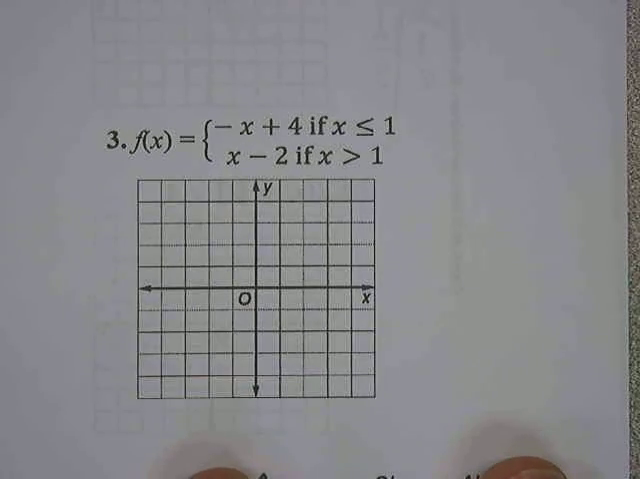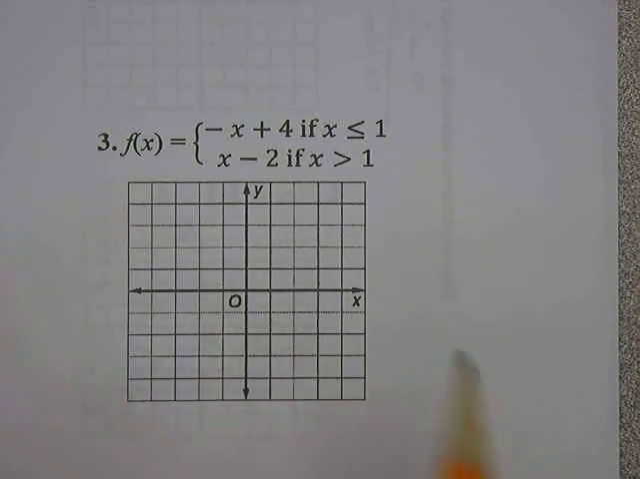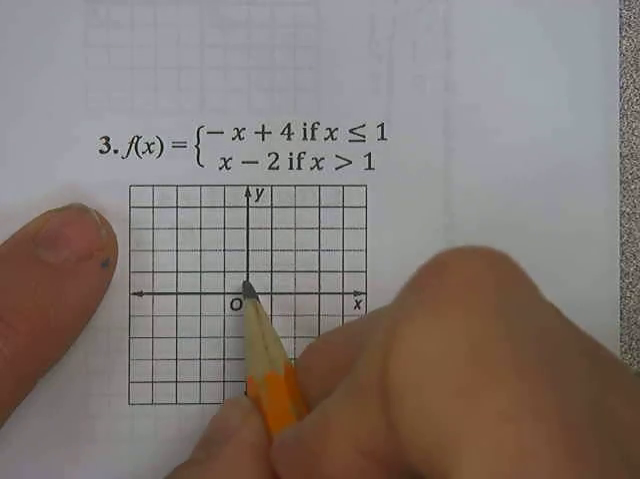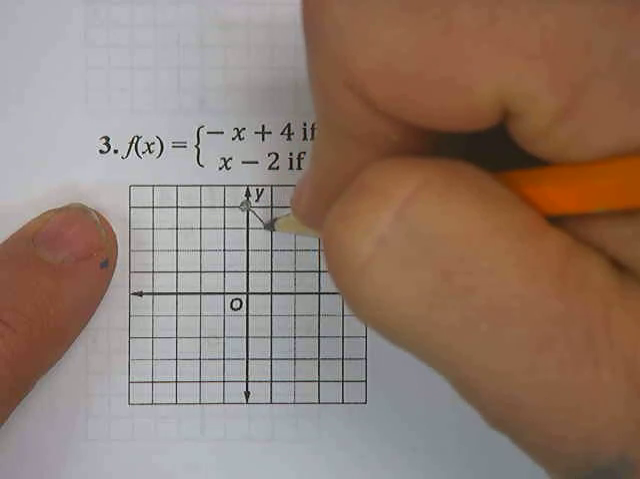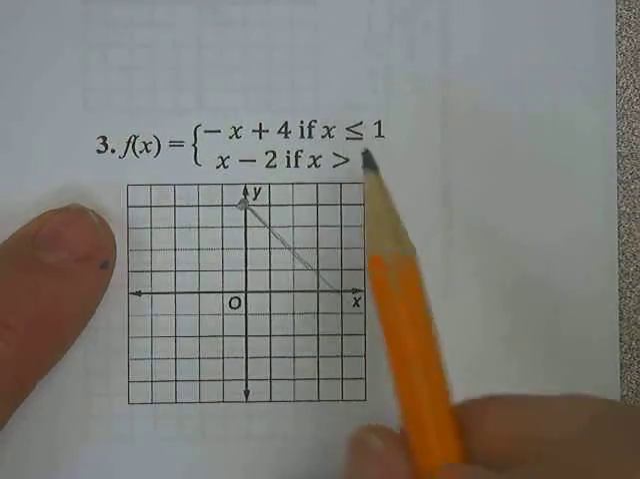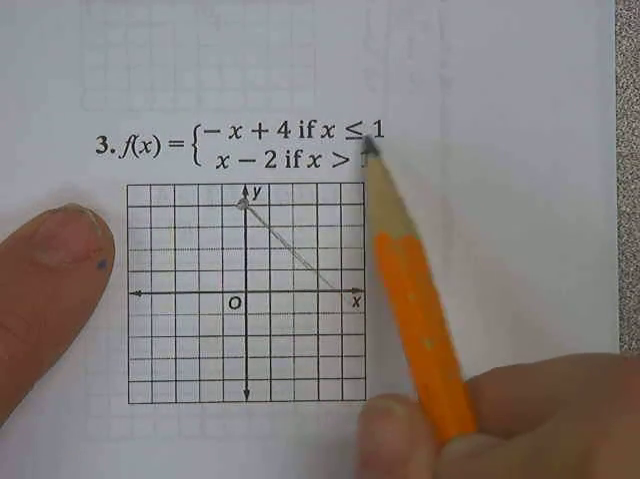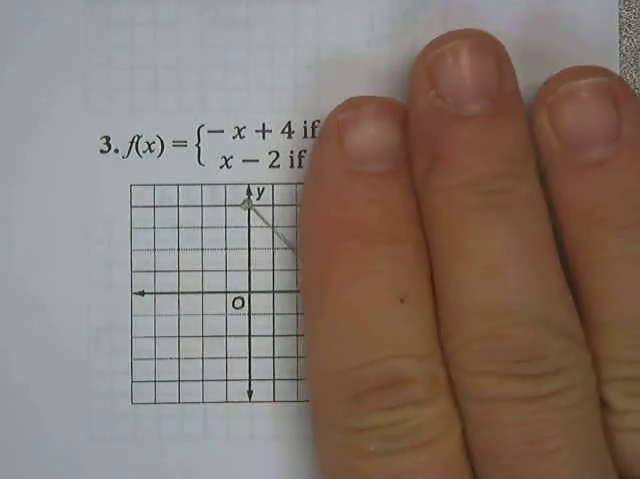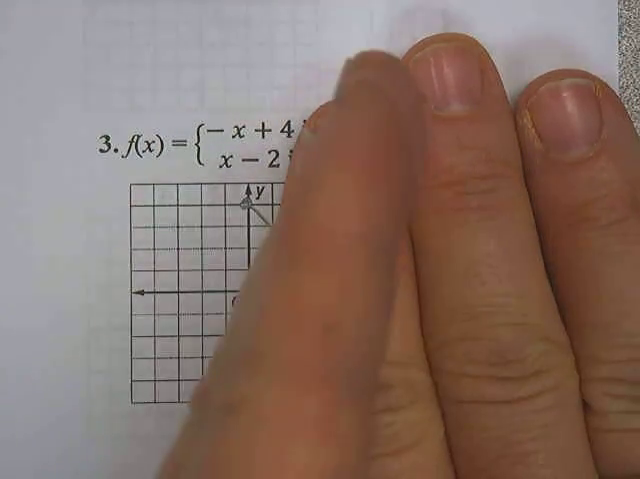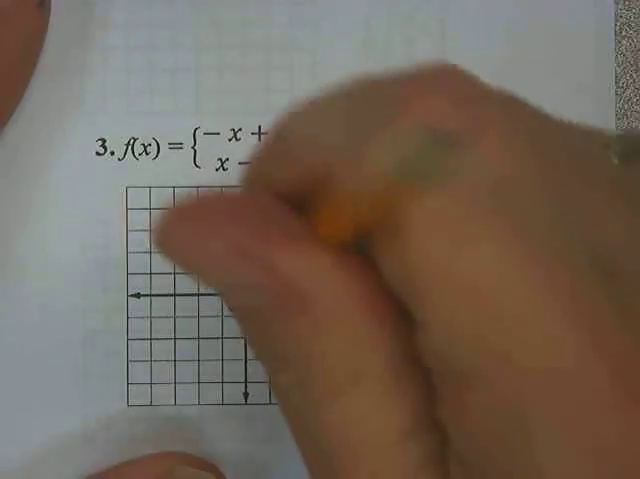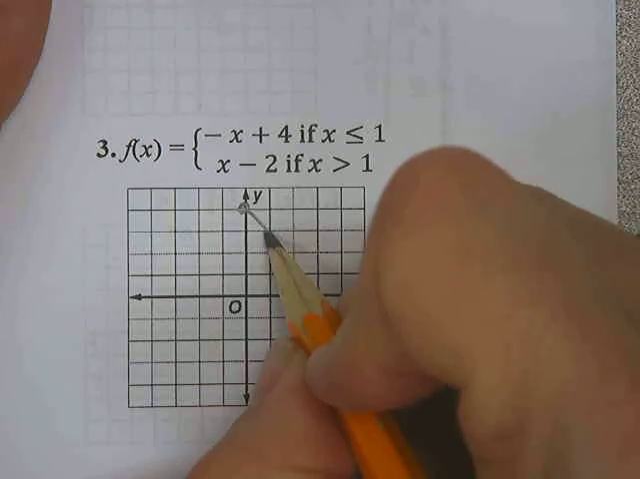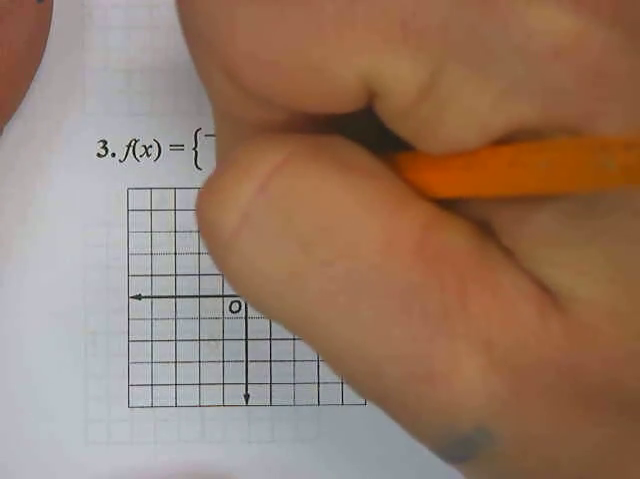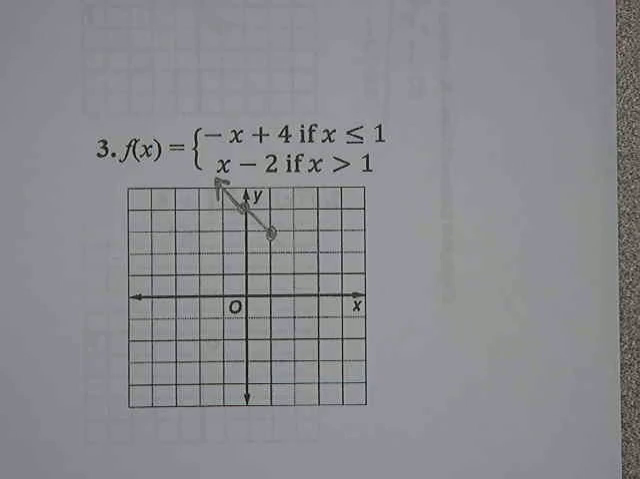Okay, so let's try this one. We're first going to graph this, negative x plus 4. So we go up here, 1, 2, 3, 4. Negative x means sloping downward. And the limit is if x is less than or equal to 1. So I want to go to x equals 1, and I want everything to the left. So I'm going to erase off all of this, and we want it equal to 1, and it's going forever in that direction.